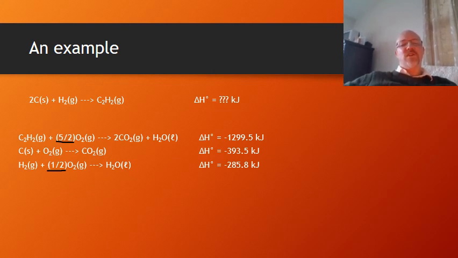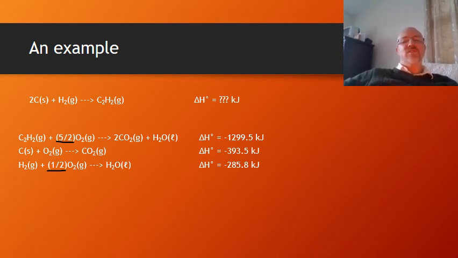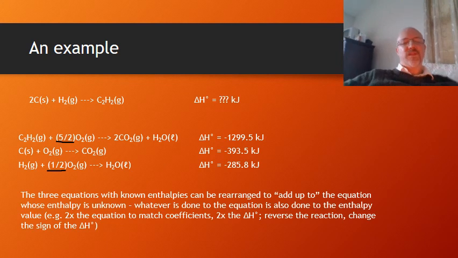And so if we can make each of these look as much as possible like that one, so that when we add the three of them up, reactants in one reaction that are products in another cancel out, and what we're left with is carbon and hydrogen producing ethyne. Whatever we do to change these reactions, we do to the enthalpy changes, and when we add up the enthalpy changes, we'll know what our unknown enthalpy change is. Let me take you through.